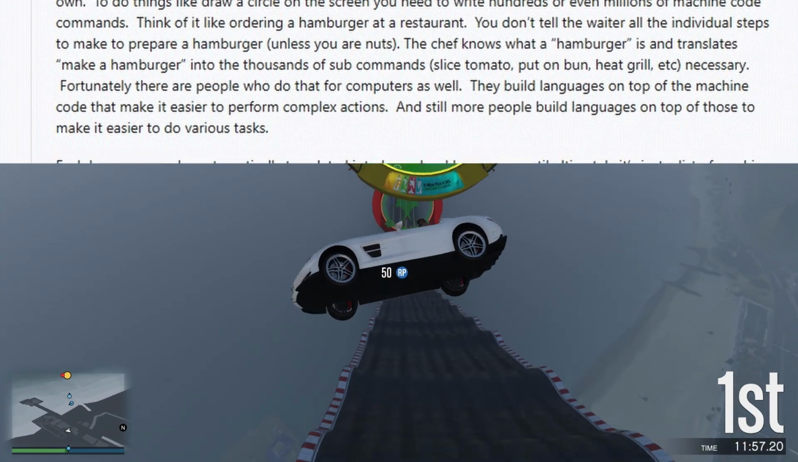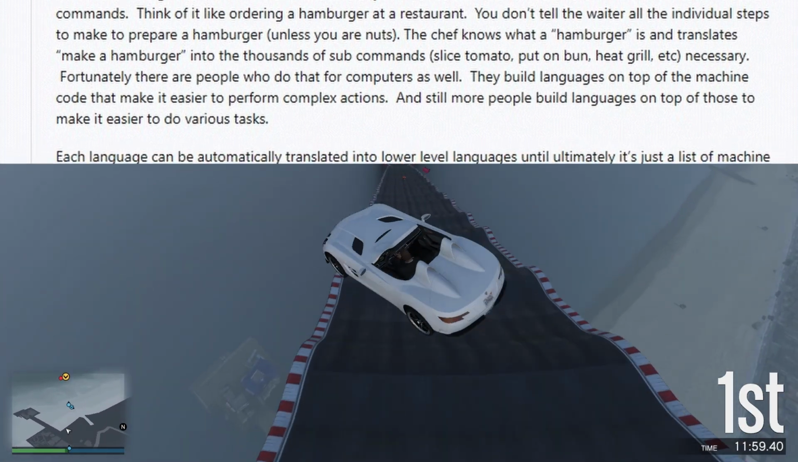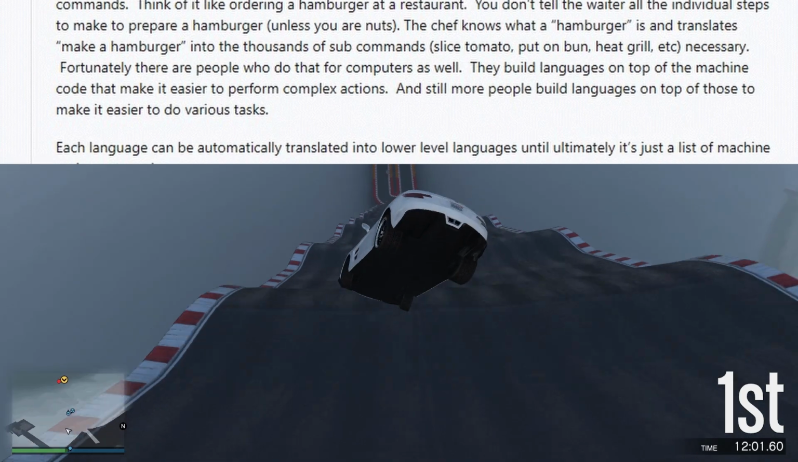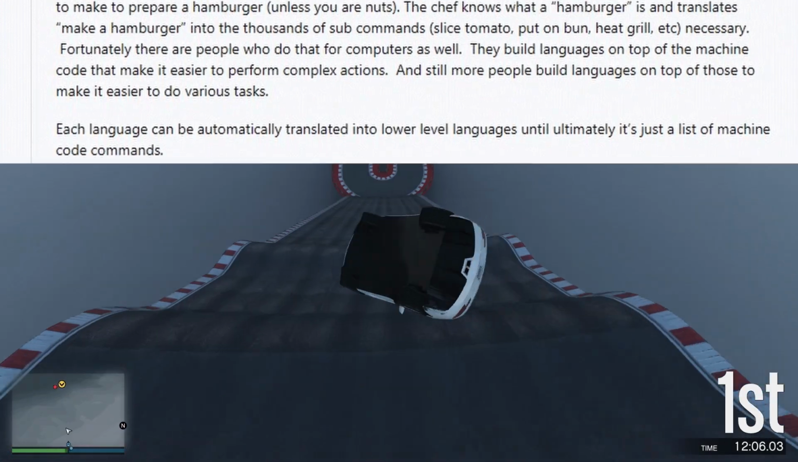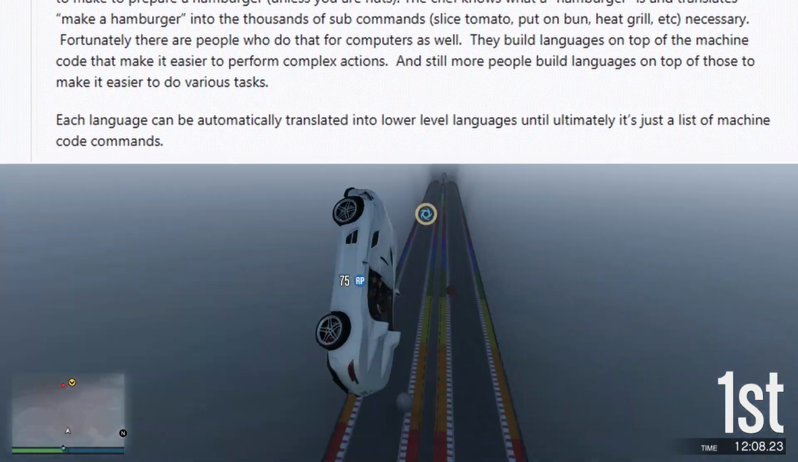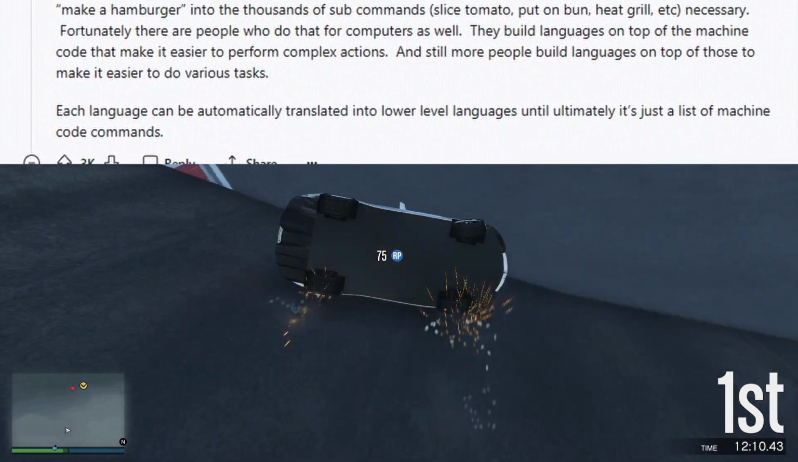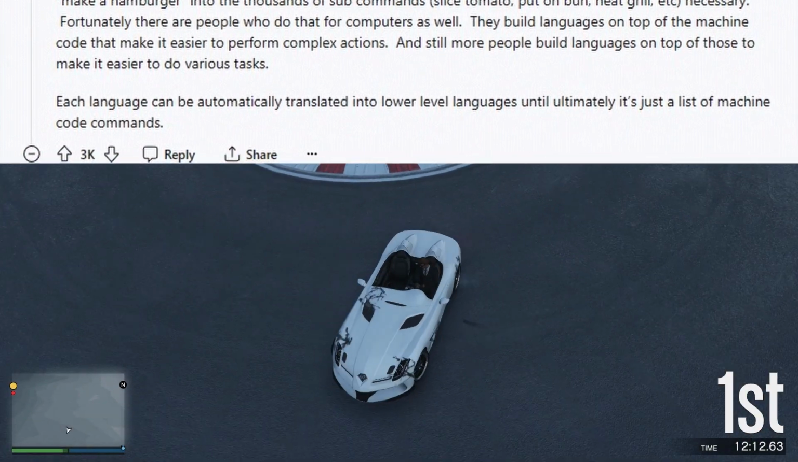They build languages on top of the machine code that make it easier to perform complex actions. And still more people build languages on top of those to make it easier to do various tasks. Each language can be automatically translated into lower-level languages until ultimately it's just a list of machine code commands.